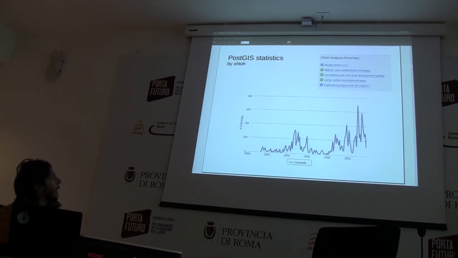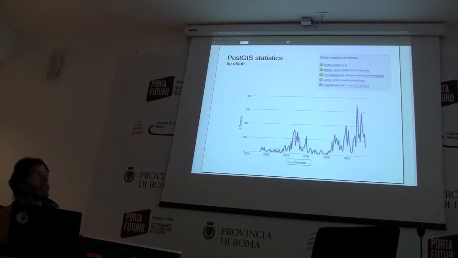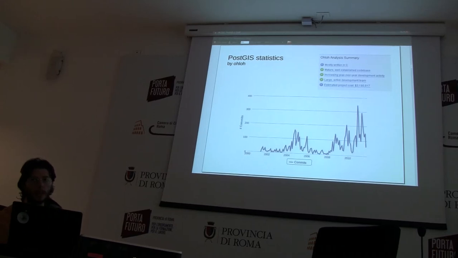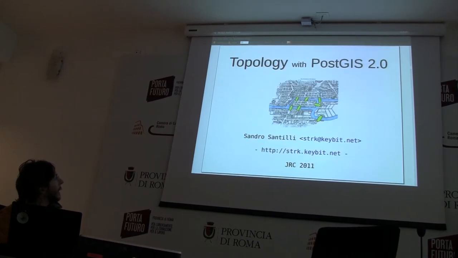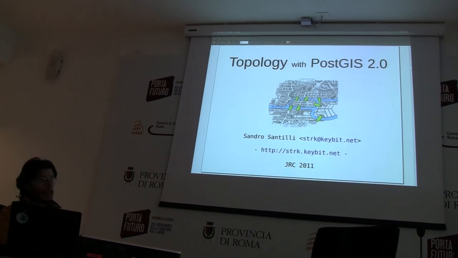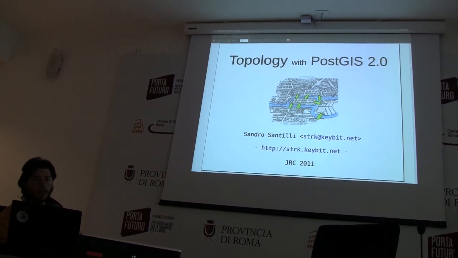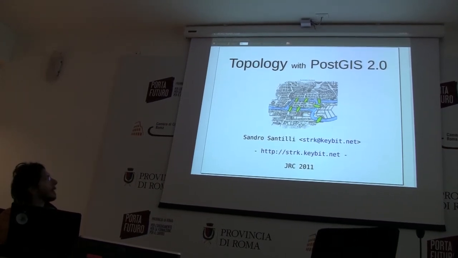These are statistics made by Ohloh, which is an independent statistics gathering service. It makes the statistics by looking at the data flow on the source code repository. So this is the number of commits over time. And now we get to topology. Topology is something that was drafted already in 2006, but it became a prime time citizen of PostGIS since version 2.0, which came out last year.